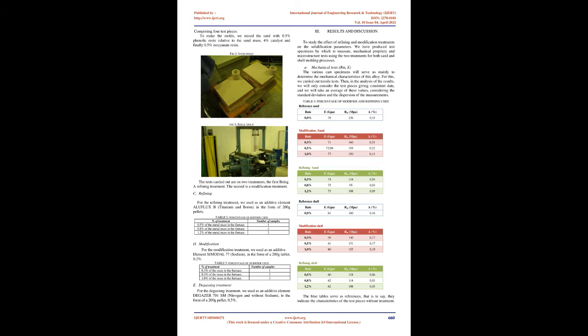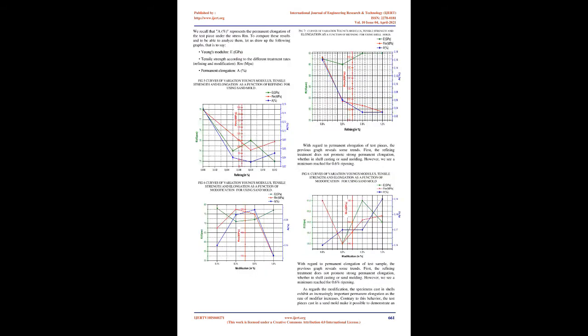To make the molds, we mix the sand with 0.5% phenolic resin relative to the sand mass, 4% catalyst, and finally 0.5% isocyanate resin. The tests carried out are on two treatments, the first being a refining treatment. The second is a modification treatment.